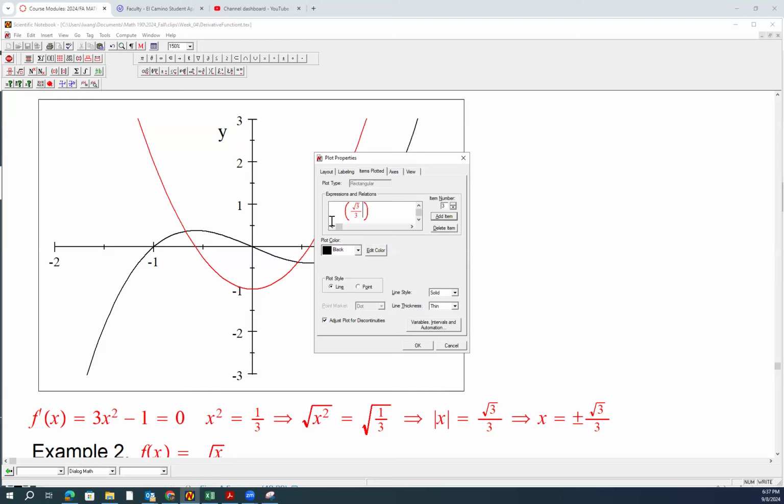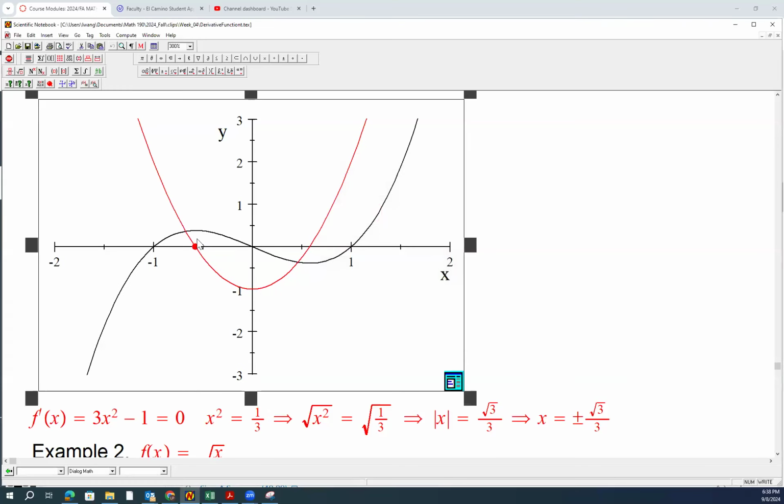Negative root 3 over 3, comma 0. So this point is where the derivative is 0, and where it hits the plateau. The curve hits the plateau right here, so it has that horizontal tangent line. Right here, something like that. That point on the curve is negative root 3 over 3.